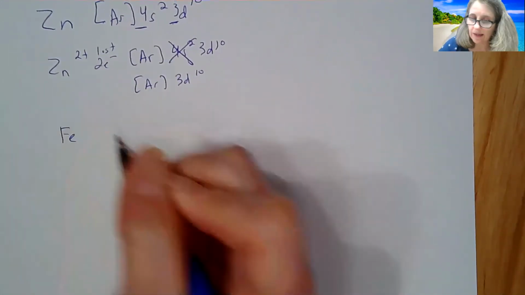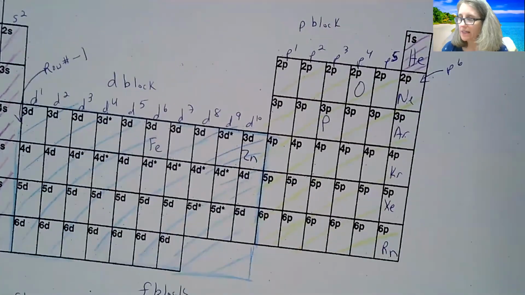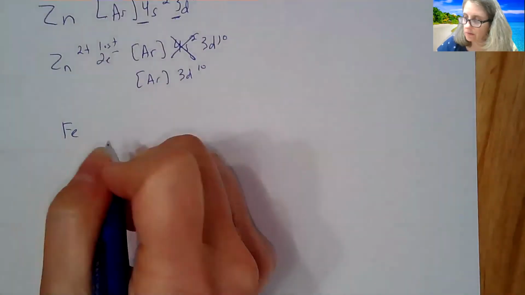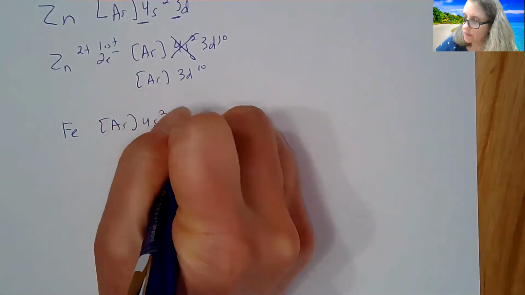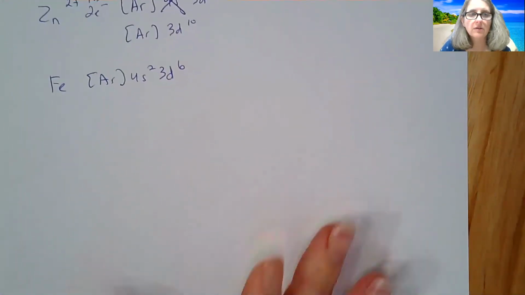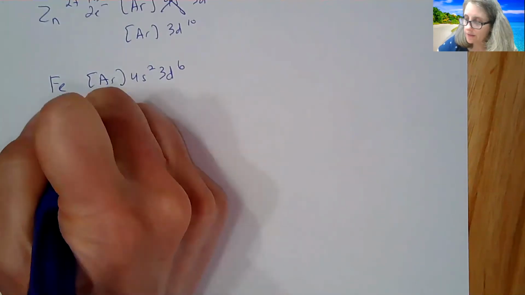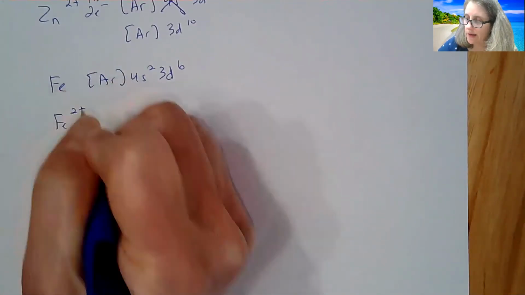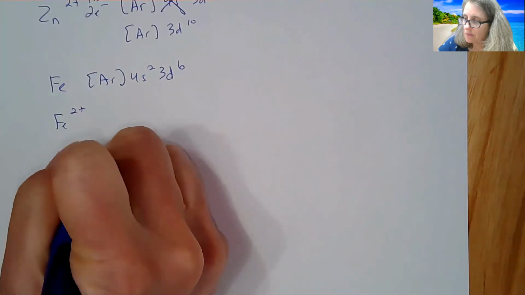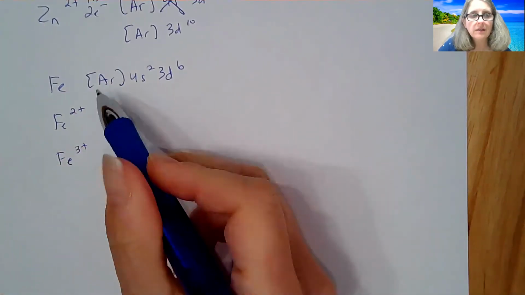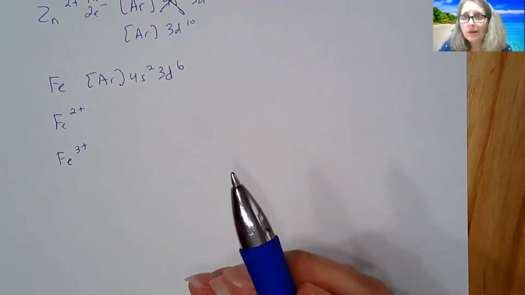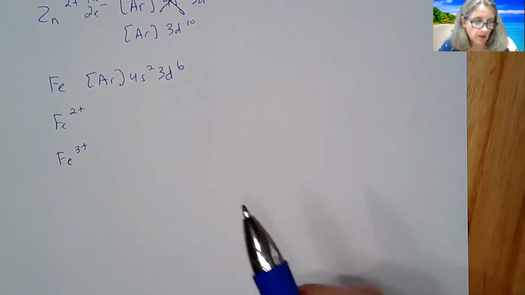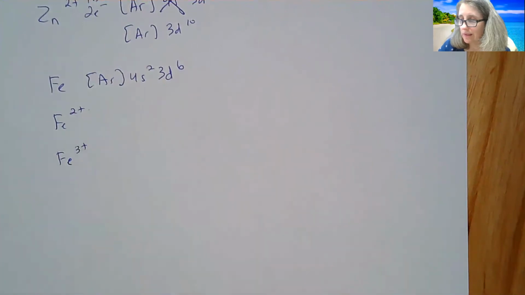So let's look at iron. We already did iron's electron configuration. So we have argon, 4s2 3d6. Well, iron is in that middle block, and these metals sometimes have multiple charges. So iron has a +2 and a +3 charge. You don't need to know that it's a +2 or a +3. But what you need to know is how to write their electron configuration.